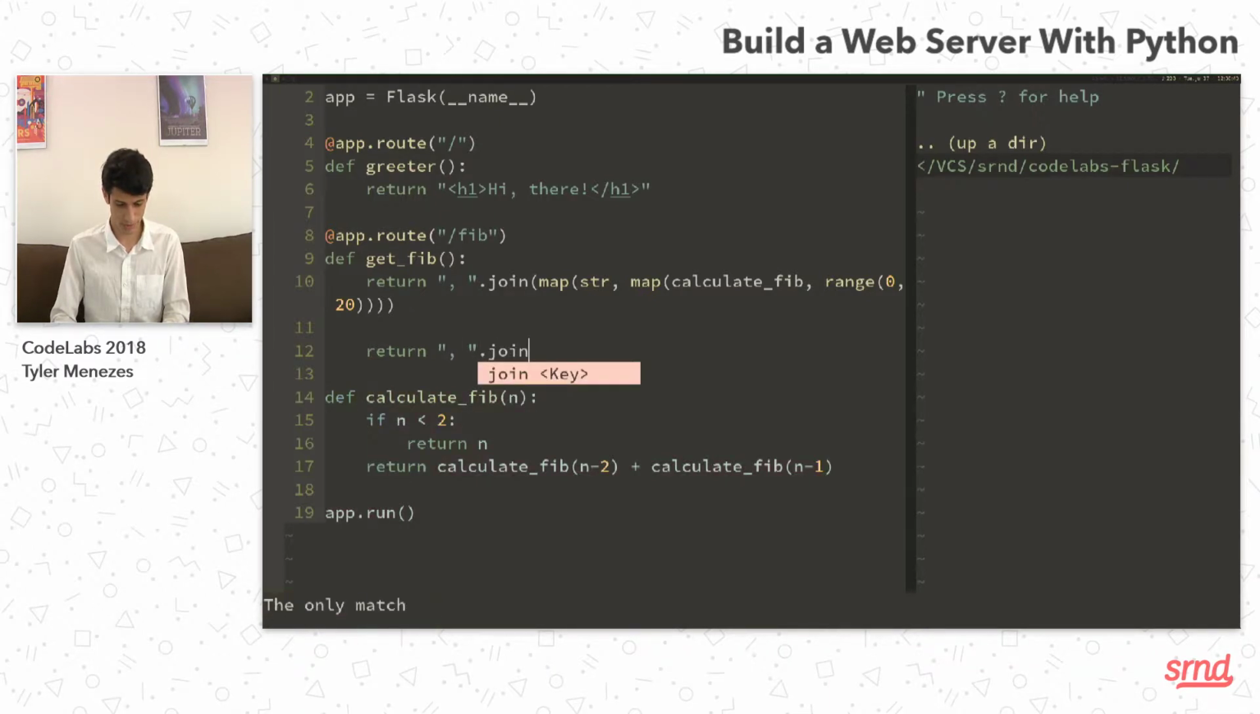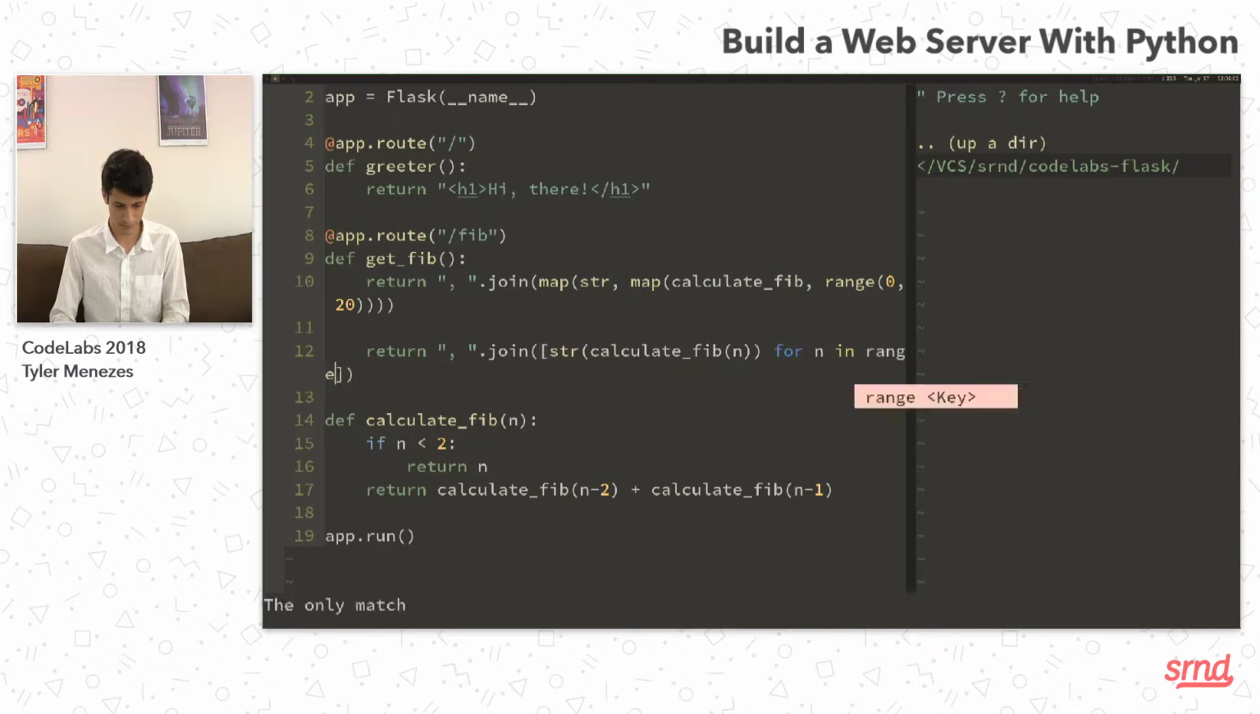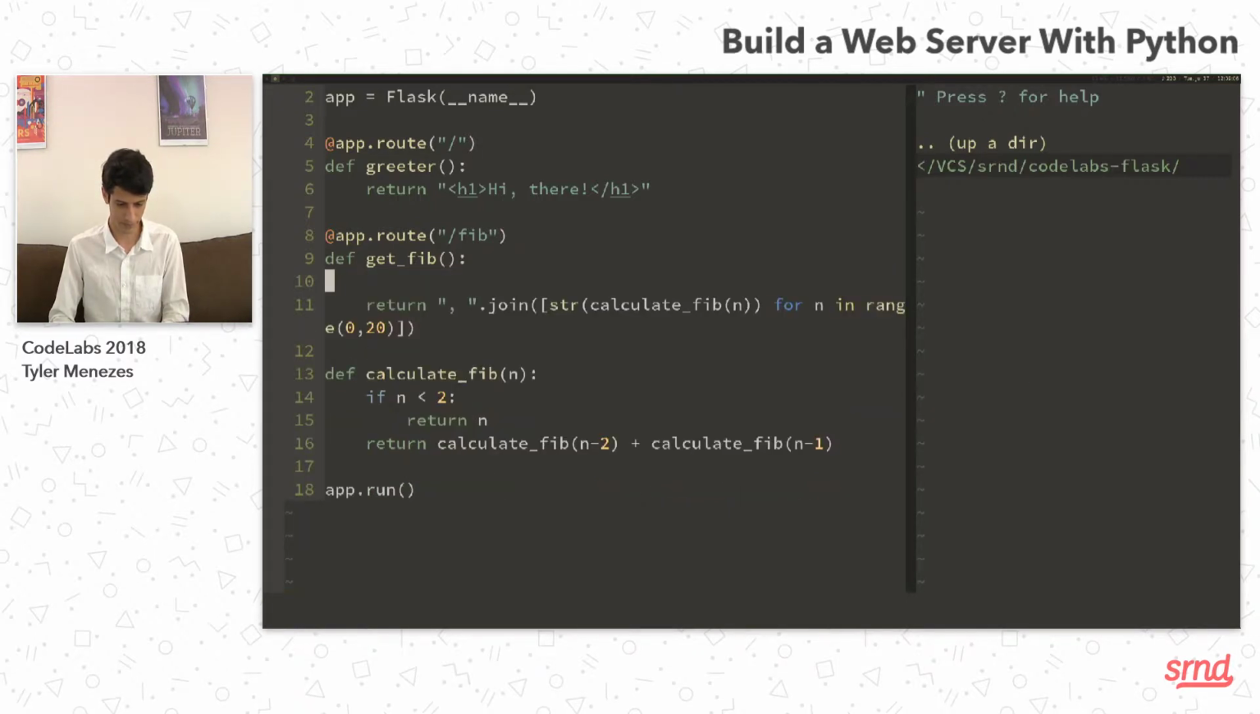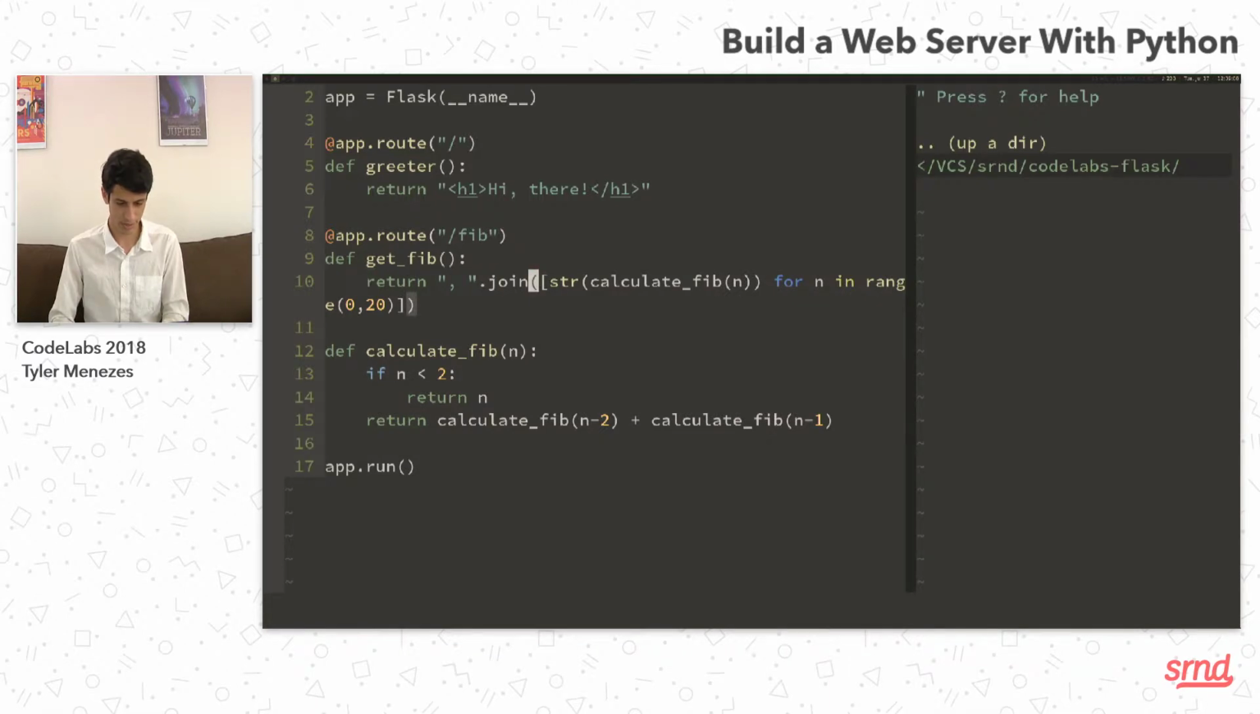So we'll join an array that is composed of string, calculate fib, of n for n in range 0, 20. I think that might be a little bit more clear, right? So we have this array. We can actually do it this way.